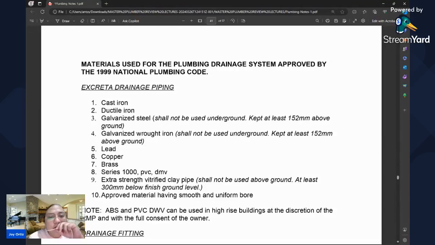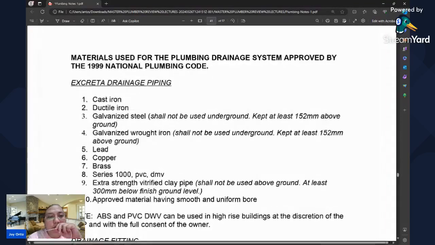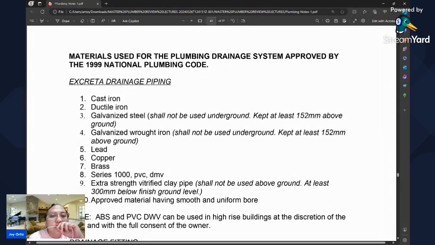So, the materials used for the plumbing drainage system approved by the 1999 National Plumbing Code for excreta drainage piping: cast iron, these are our approved ones. We have the cast iron, the ductile iron. Galvanized steel shall not be used underground. Keep it at least 152 millimeter above the ground. If it is galvanized, it should not be used underground. Okay? But at least we need to keep it 152 millimeter above the ground.